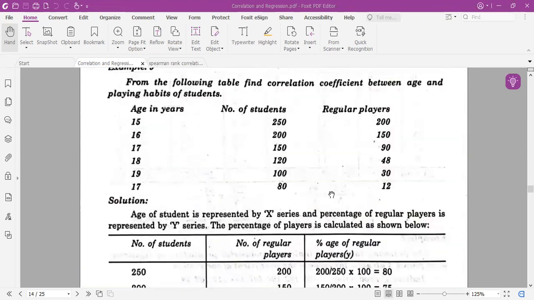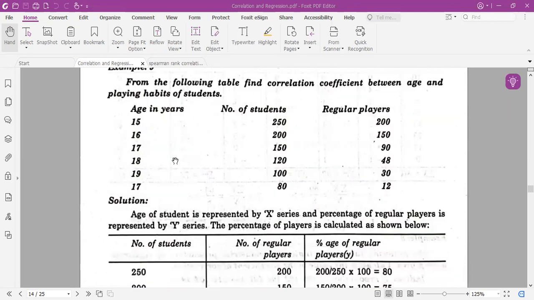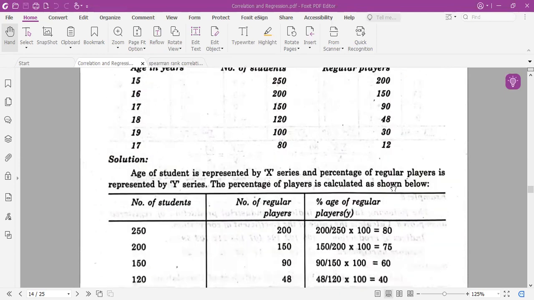So this is another different type of problem. From the following table, calculate or find the coefficient of correlation between age and playing habits of the students. So age in years, number of students, regular players are given here. Age in years is given 15, 16, 17, like that it goes on. Number of students is given here. Regular players are given here. So here you have to calculate the correlation. A little bit of modification you have to do.